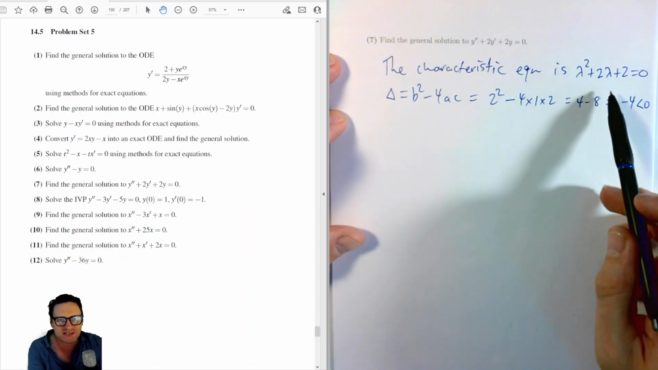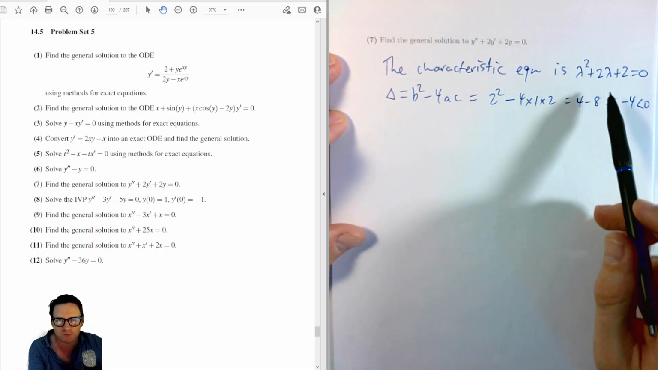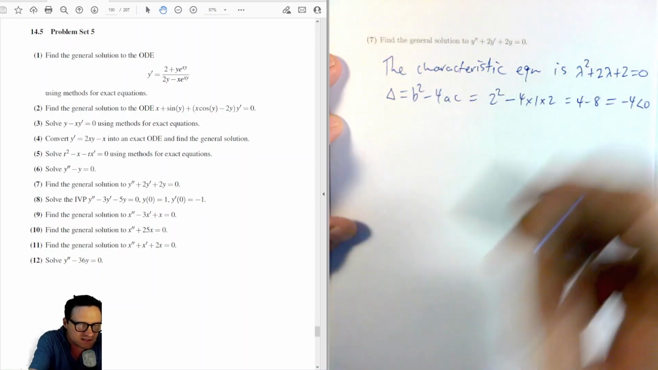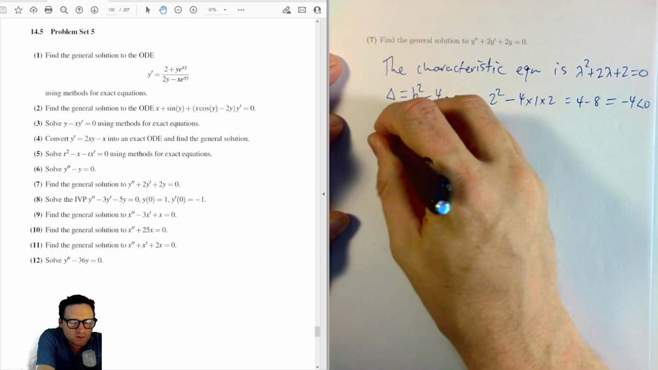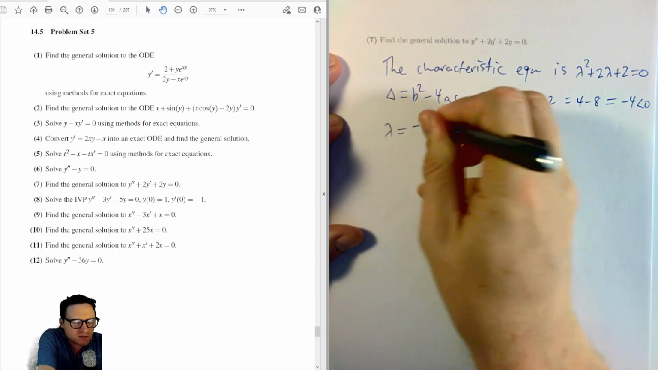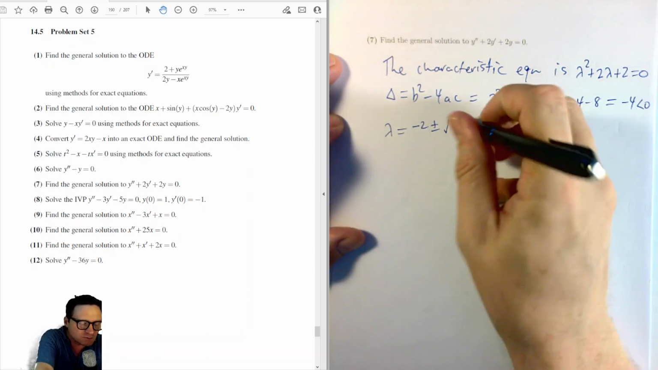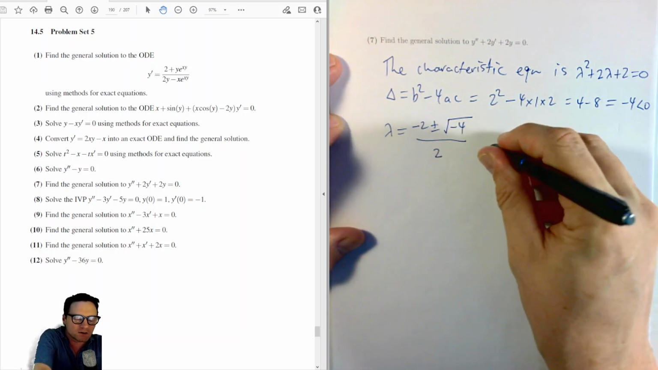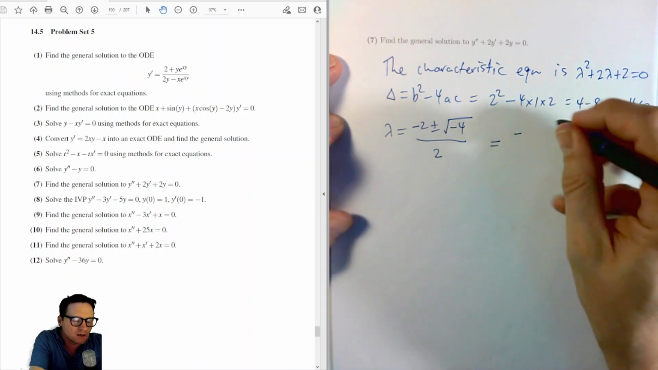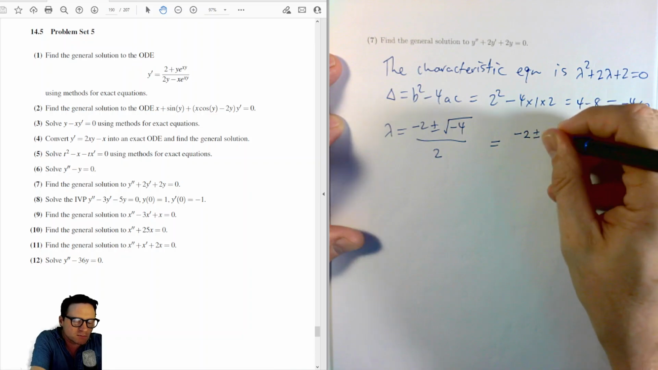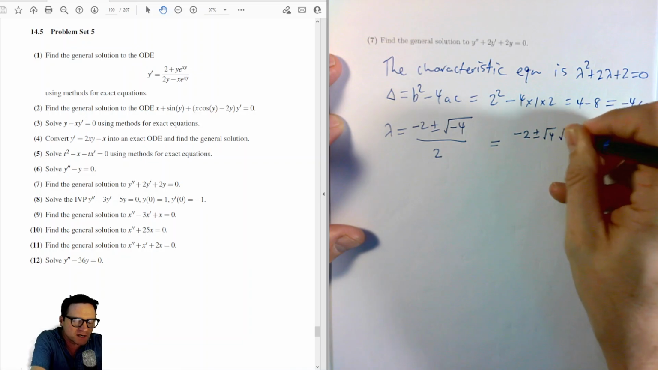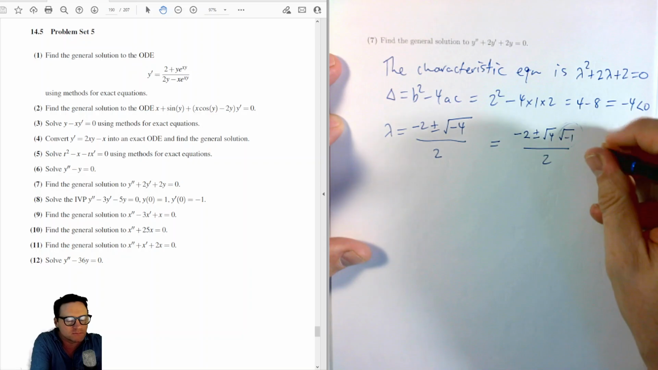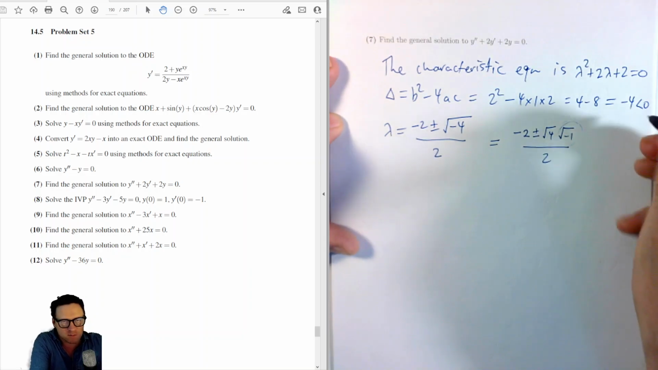The roots of the characteristic equation are not going to be real. They're going to be complex roots. Okay, and so let's find this using the quadratic formula. So we've got lambda equals negative 2 plus or minus the square root of delta, which is minus 4, all over 2 times a. Now simplifying this, we've got minus 2 plus or minus root 4 times root minus 1, all over 2, but we call the square root of minus 1 i. Or if you are an engineer, you might call it j.